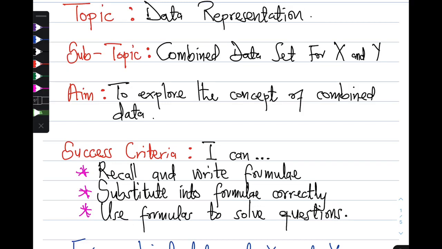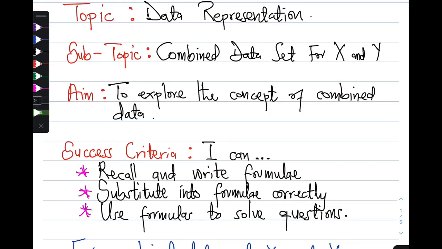So when we talk about combined data, what are we talking about? We are talking about a situation whereby you have two different data sets. Let's say you have a data set for the United States, and then you have another data set for Great Britain, and then you are told to combine these two data sets to answer a question on the mean or the standard deviation or variance. So this is what combined data is all about.